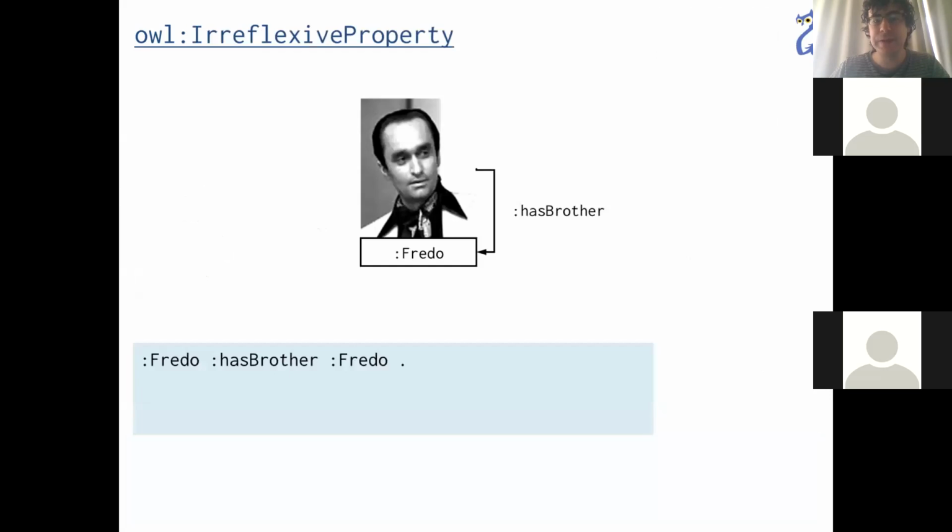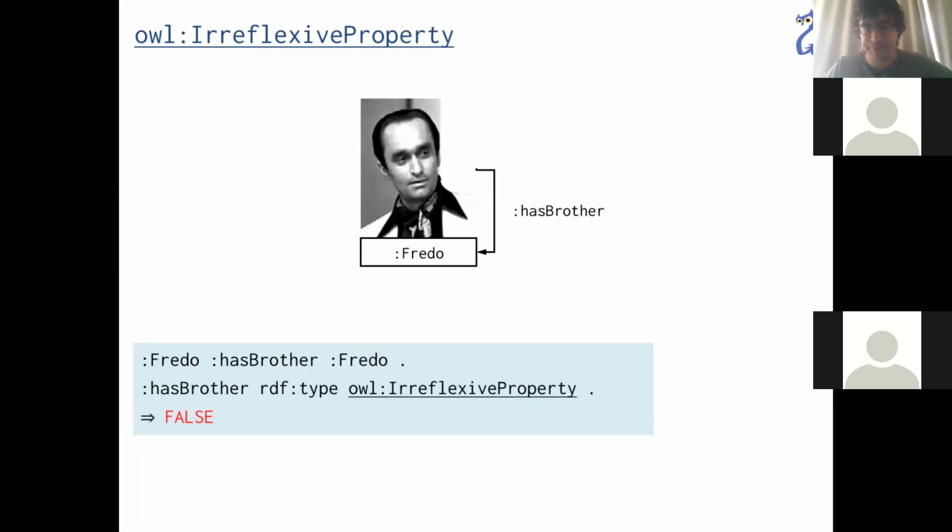Okay, so like we had a reflexive property, we also have an irreflexive property, which says that something cannot be connected to itself with this relation. So we can say, for example, has brother is an irreflexive property. If we have that Fredo has brother Fredo, and we define that has brother is irreflexive, then we end up with a contradiction and civilization as the world implodes.